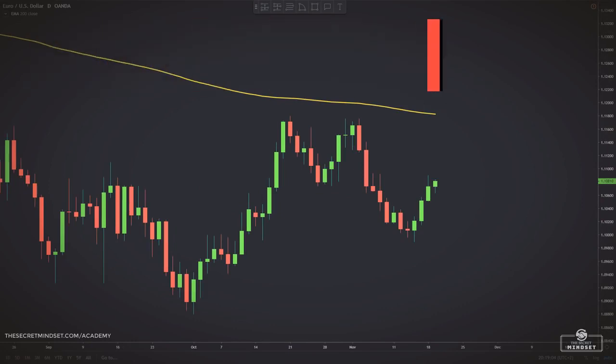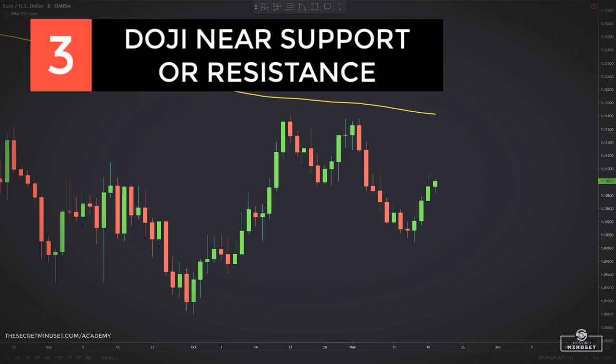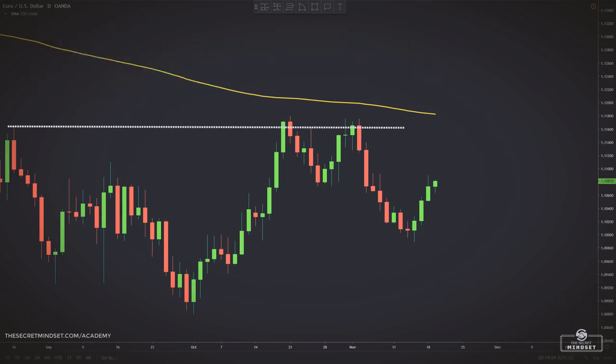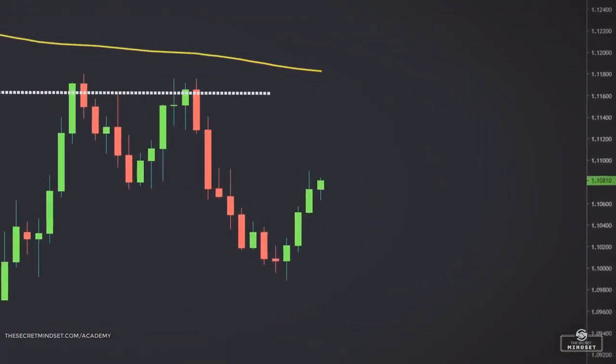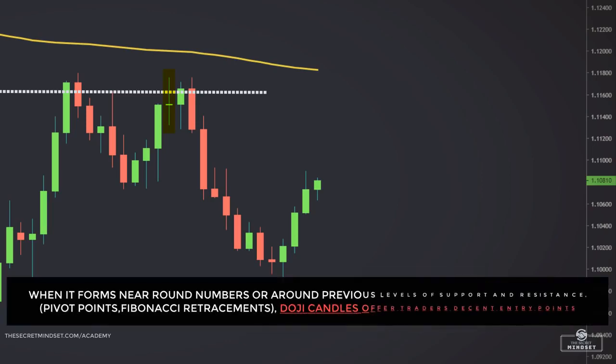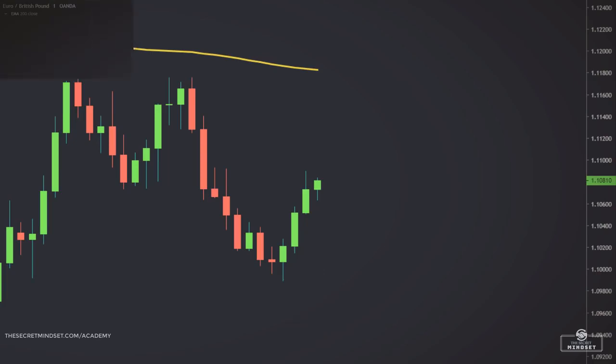Next, Doji pattern near support and resistance levels. Doji candles formed at relevant market highs or lows can sometimes turn into support or resistance areas. When formed in the middle of a trend or trading range, a Doji candle has little significance. Doji candles are commonly met during periods of consolidation and can help traders to spot potential price breakouts. When it forms near round numbers or around previous levels of support and resistance, pivot points or fib retracements, Doji candles offer traders decent entry points.